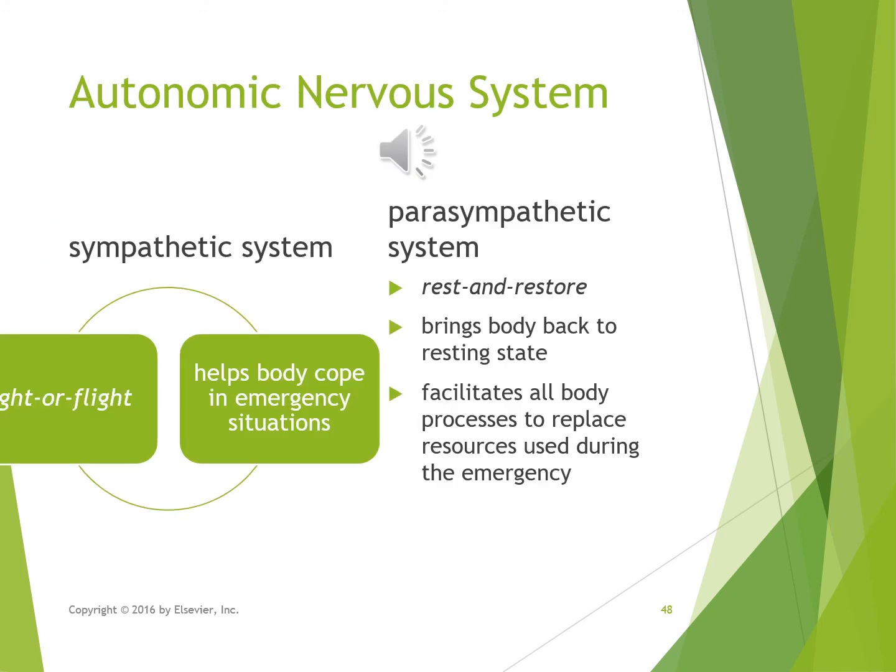So the autonomic nervous system with the sympathetic and parasympathetic, basically you can think of the sympathetic system being fight or flight, and because of this, it helps the body cope in emergency situations. And the parasympathetic is rest and restore. It brings the body back to a resting state and facilitates all body processes to replace resources used during the emergency. So these are things like being able to process food in the gastrointestinal tract, which you definitely wouldn't need to be doing if you're in a fight or flight situation.